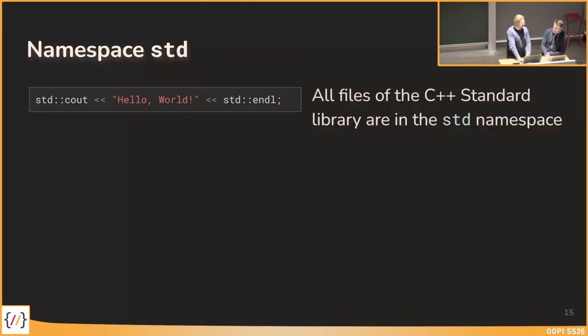So, since everything is in the std namespace, could we then just say using std to avoid writing it all the time? Maybe I can forward this question. What do you think? Can we just write using std, and then from this time on we can always write cout, endl, cin? What do you think?